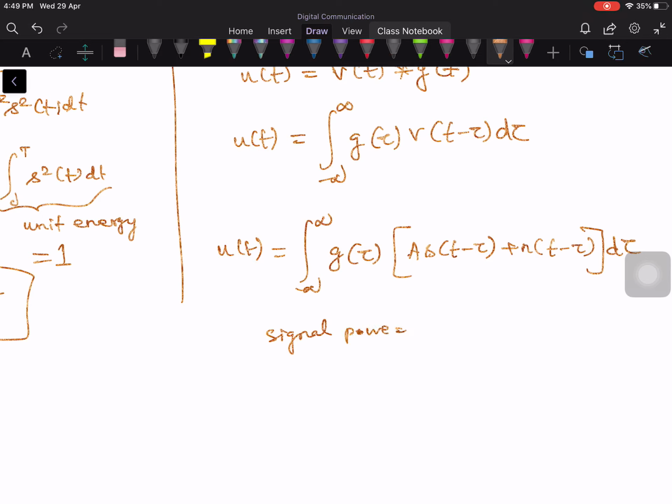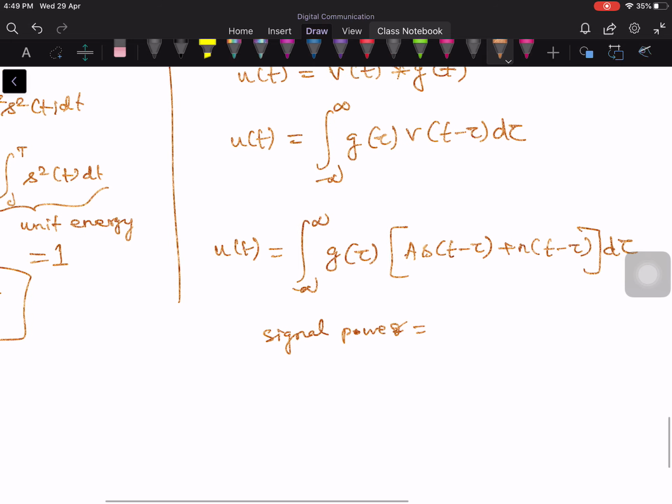Signal power we want now. How do you find the signal power? Only from the signal contribution. But I have the noise here, so I need to get rid of this noise. How do I get rid of this noise? You take expectation. If you take expectation, the mean of the noise we assumed is 0. So therefore, take expectation.